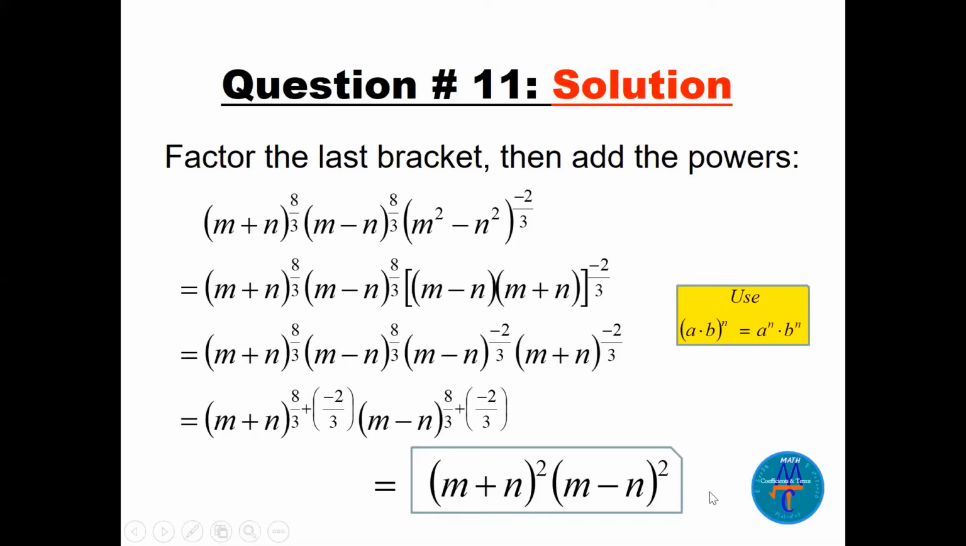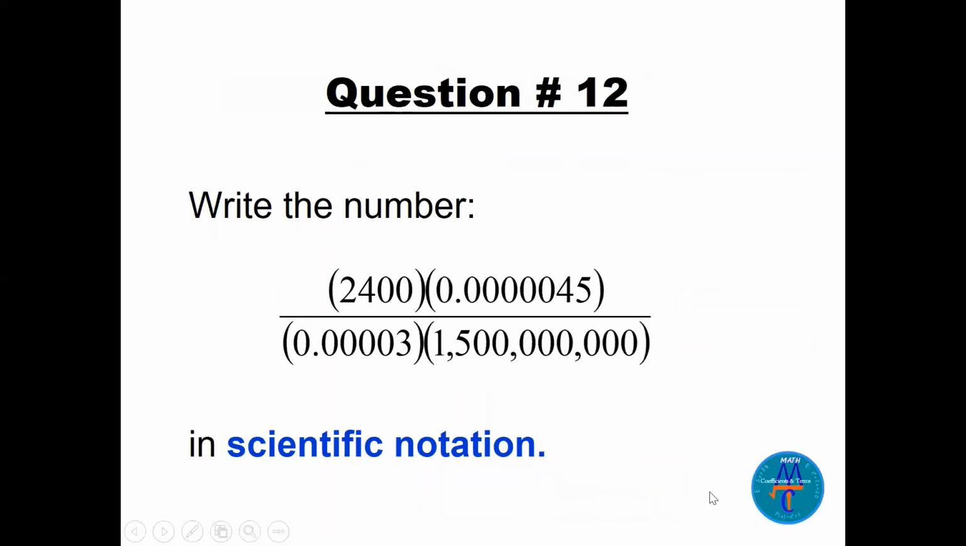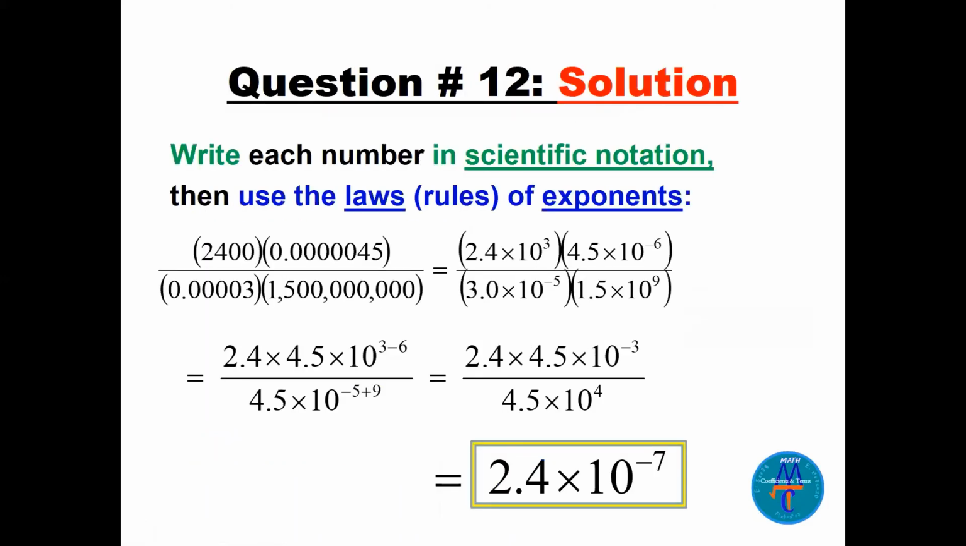Nice, really, answer. Question 12 is about scientific notation. Write the whole number in scientific notation. See, some numbers are very small, some numbers are very big. It's better to write them in scientific notation. I think you know the idea. See, I mentioned here, write each number in scientific notation, then use the laws or rules of exponents.